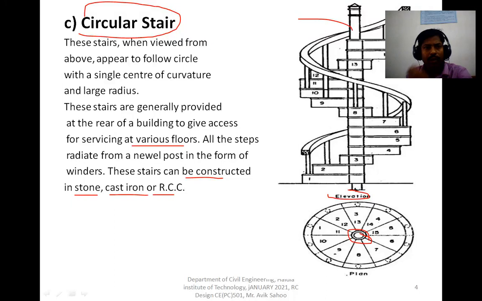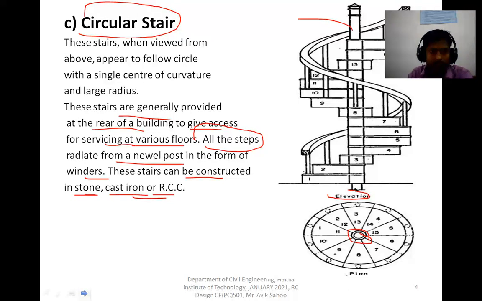Basically, these stairs are generally provided at the rear of a building to give access for servicing at various floors. As I have said, all the steps radiate from the newel post in the form of winders. These stairs can be constructed in stone, cast iron, or RCC. Okay, so this is the plan view and the elevation view. This type of stair is used in buildings.